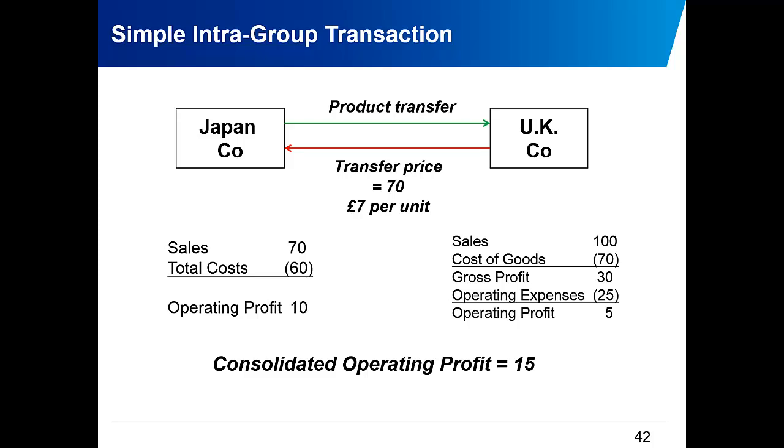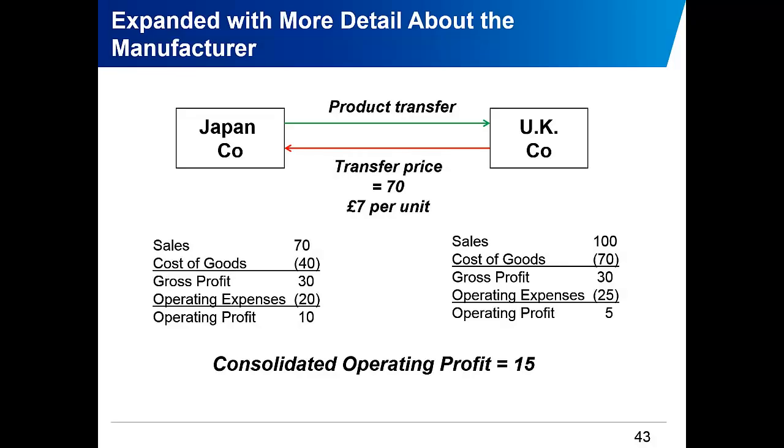Now the first thing I'm going to do in this example is give you a bit more detail about the manufacturer. I'm going to take the total cost of 60 and split it between what is their cost of goods sold and what are their operating expenses. So now we have a bit more detail, and it provides us a few more options for how we can think about the transfer pricing problem.